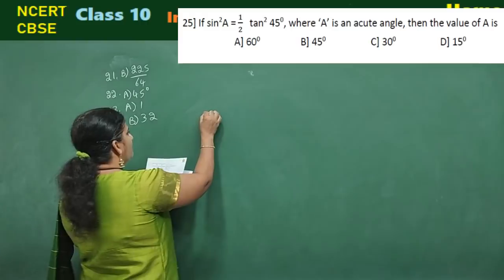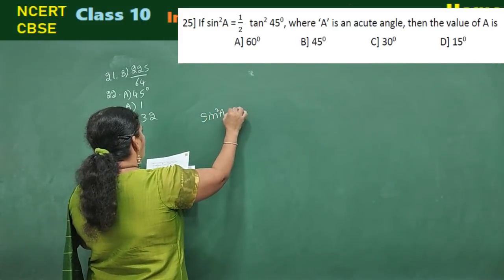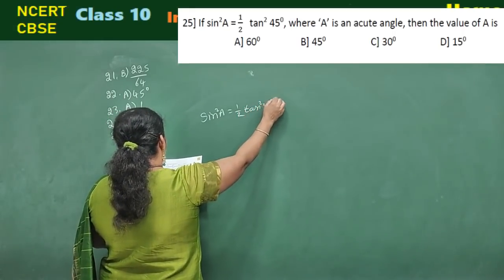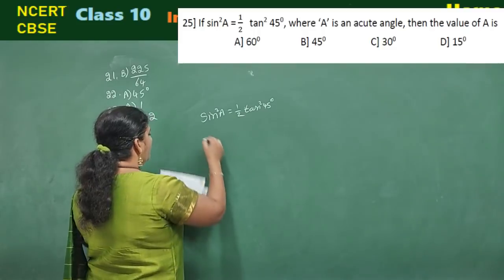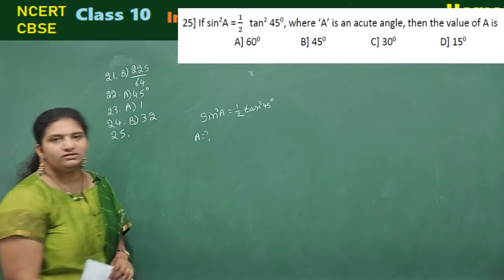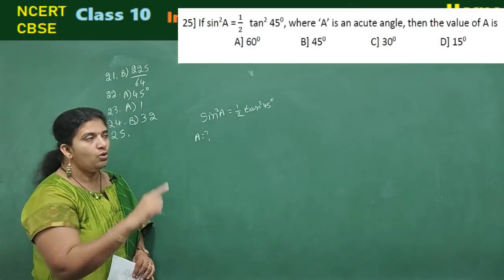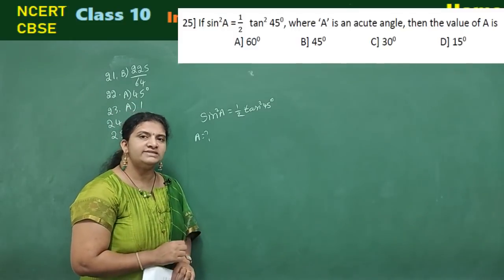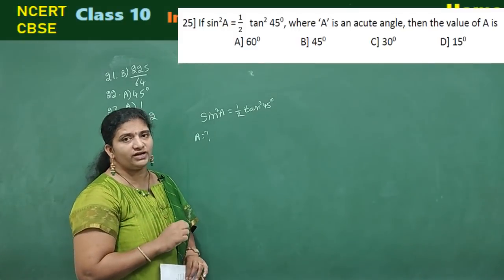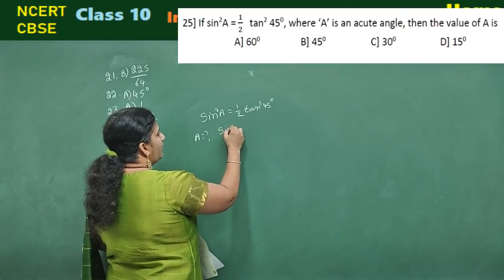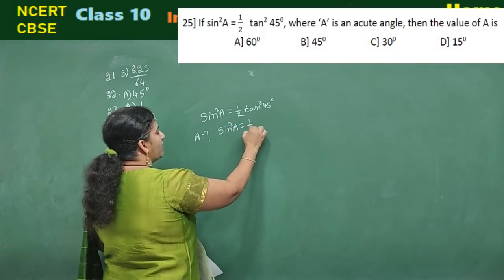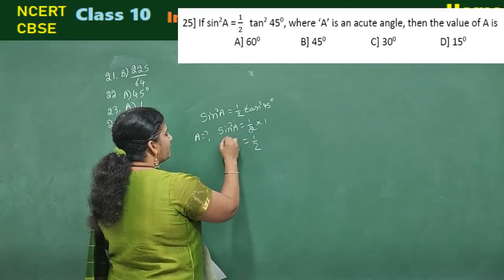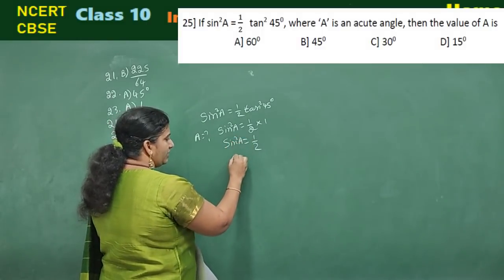25th one. If sin square A is equal to 1 by 2 tan square 45 degree, where A is an acute angle, then what is the value of A is your question. Sin square A is equal to 1 by 2 into tan square 45 degree. We know tan 45 is 1. Tan square 45 degree means 1 square, it will be 1 only. Sin square A is equal to 1 by 2 into 1. 1 square is 1. 1 by 2 into 1 will be 1 by 2. Sin square A is equal to 1 by 2.